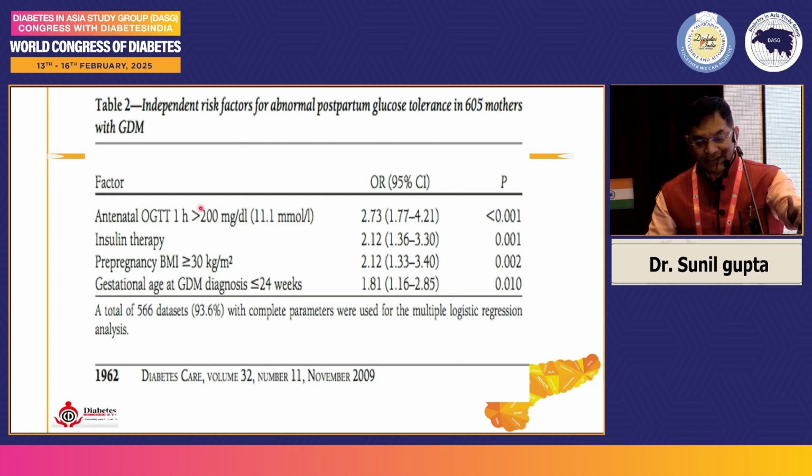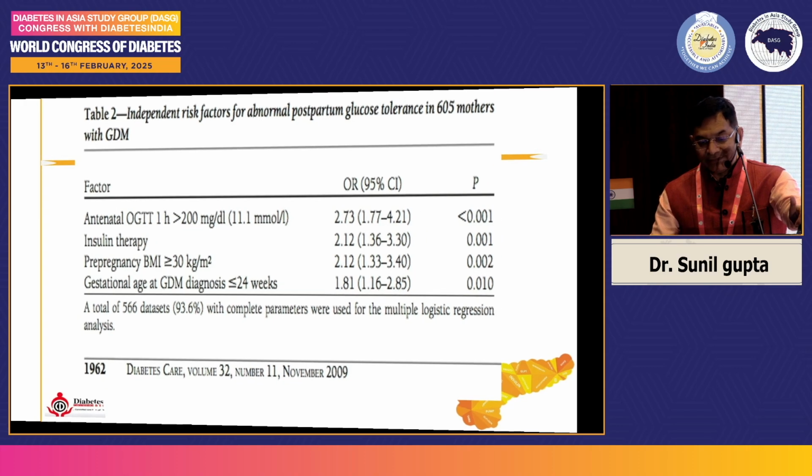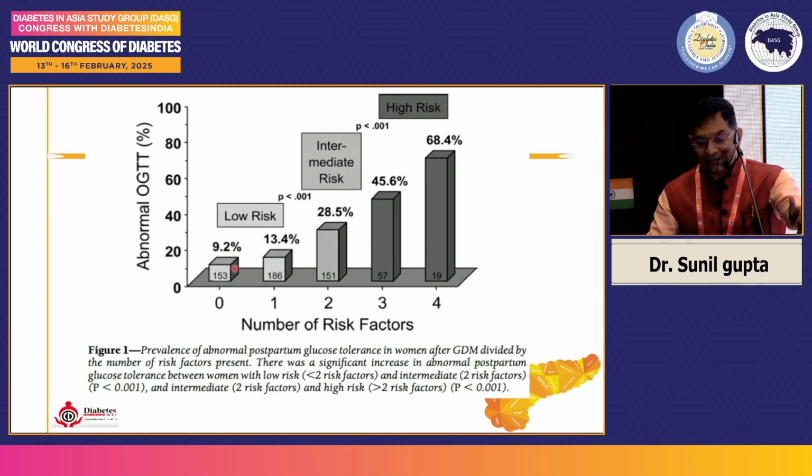Antepartum, if your blood glucose is more than 200, requiring insulin therapy, higher BMI, and the diagnosis of GDM at less than 24 weeks, that's eGDM, they are likely to develop diabetes in future. And the more risk factors, the higher is the risk of developing diabetes in future.